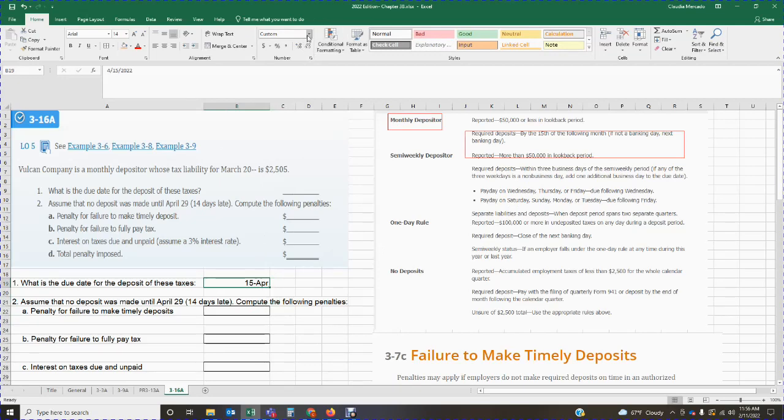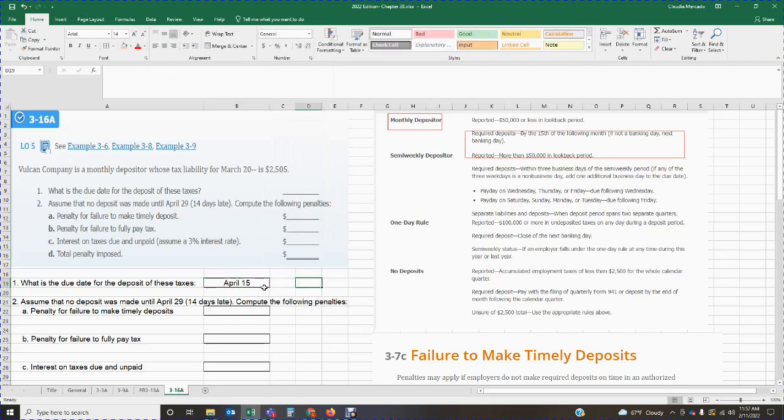Let me just format this into general. April the 15th. Why doesn't it just leave it in general? April the 15th. Let me do text. Let me see if that works. I don't like it when it changes it. There we go. April the 15th.